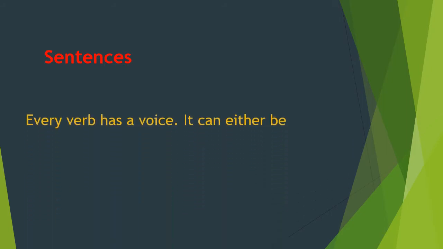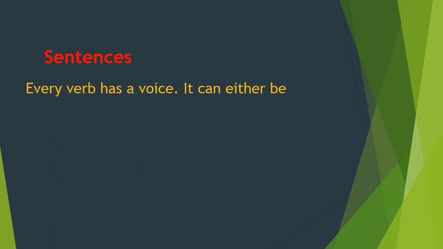We all know that a sentence has two parts, a subject and a predicate. A verb is mandatory in a sentence and a predicate contains the verb. Now, in any sentence, every verb has a voice. It can either be active or passive.